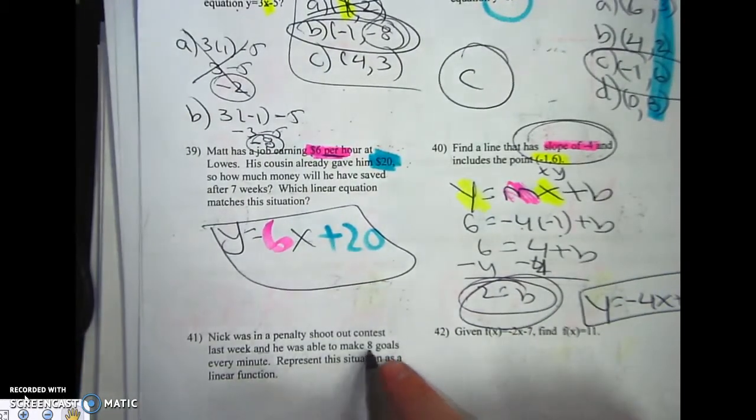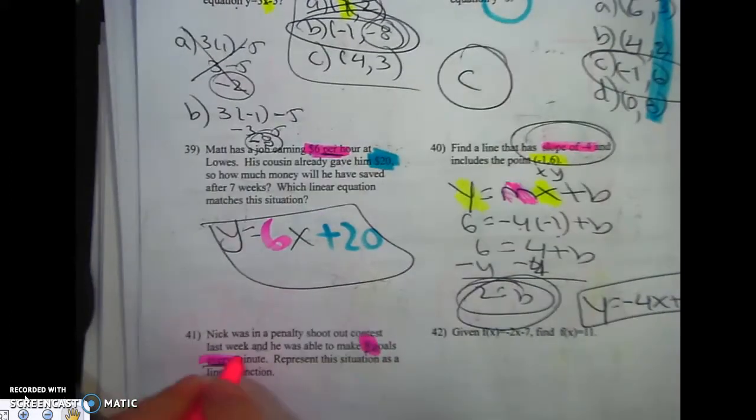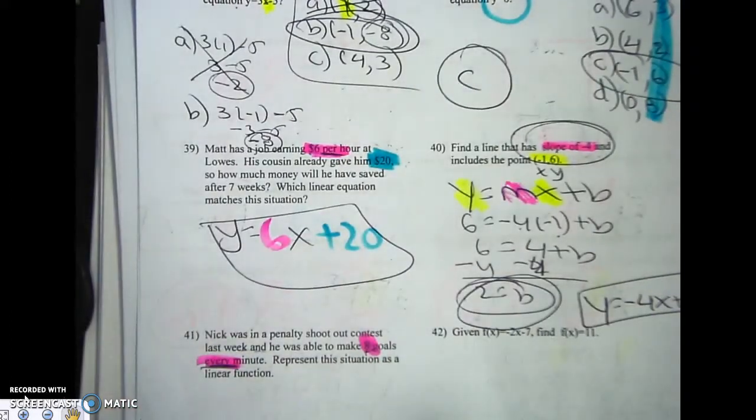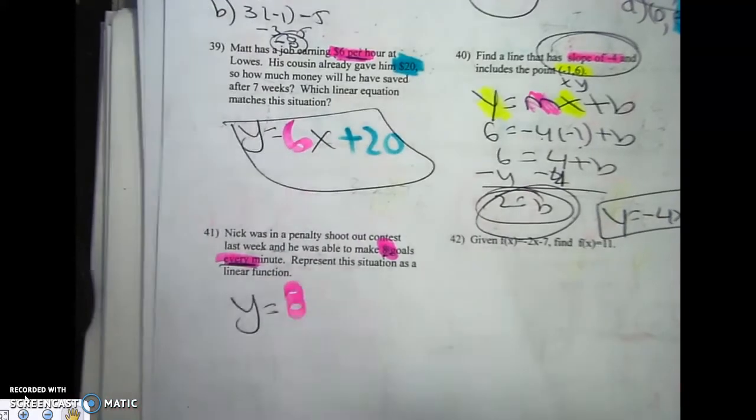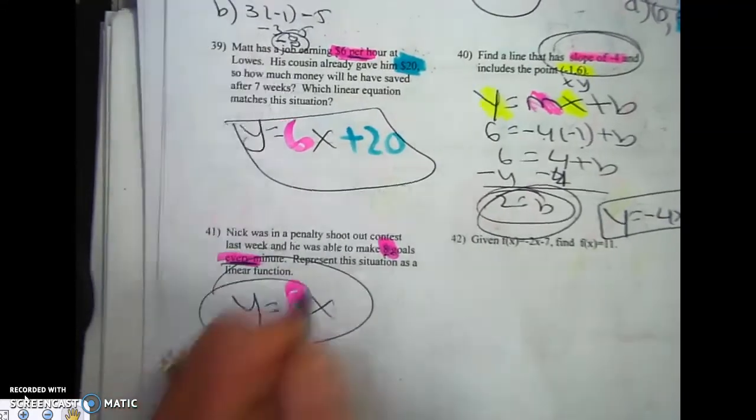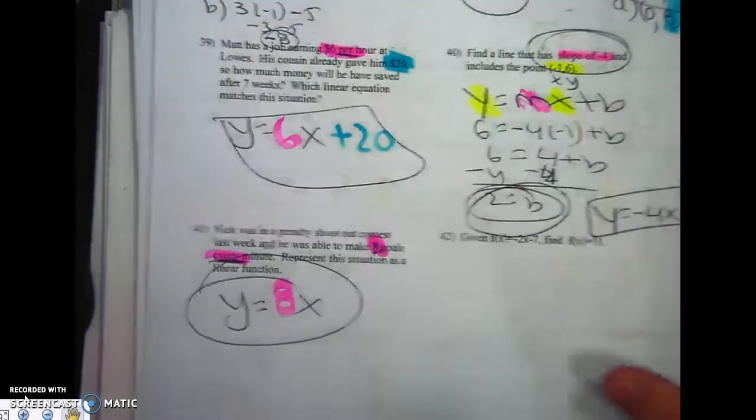He was able to make 8 goals every minute. Well, all it's telling me is that he made 8 goals every minute. So y equals 8x. There wasn't anything else. There was no start, because you don't start with any points until you make them. And that's all I wanted.